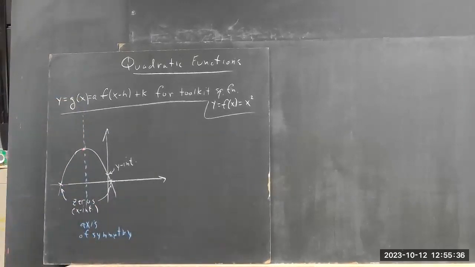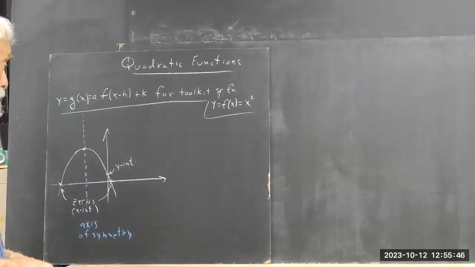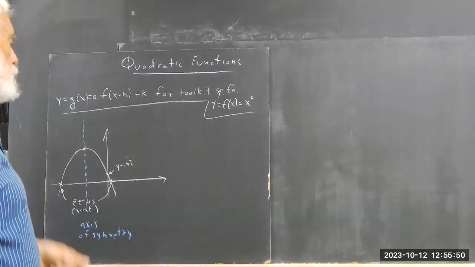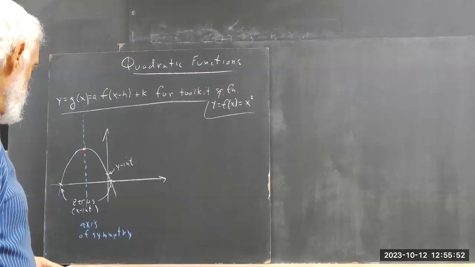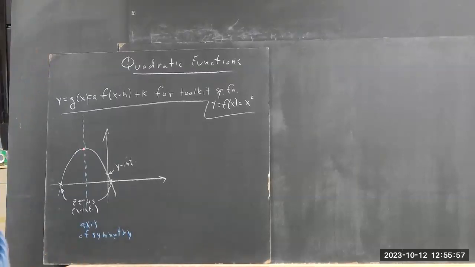Now, the graph doesn't always cross the x-axis, but if it crosses the x-axis, the zeros will be at equal distances from the axis of symmetry. The axis of symmetry is halfway between the zeros. So, can you tell me, in terms of symbols I have on the board, what the coordinates of the vertex are?